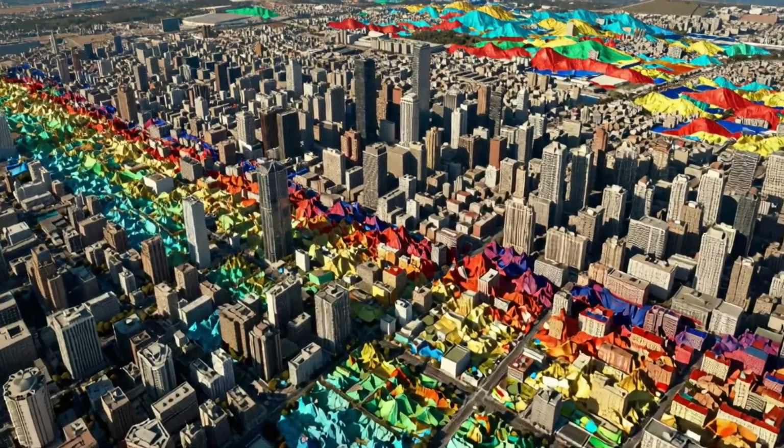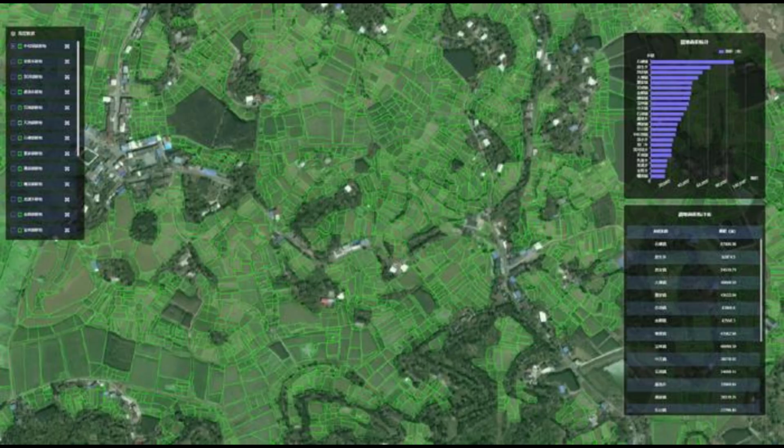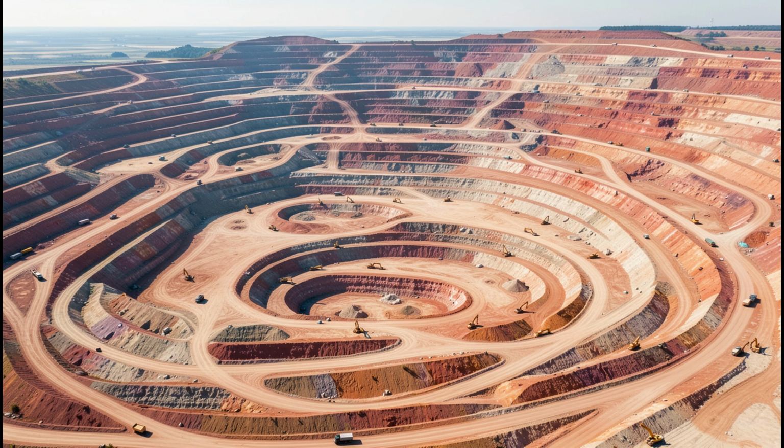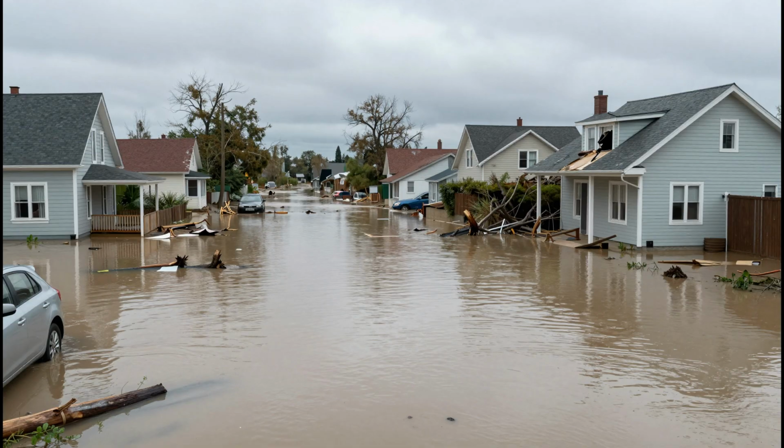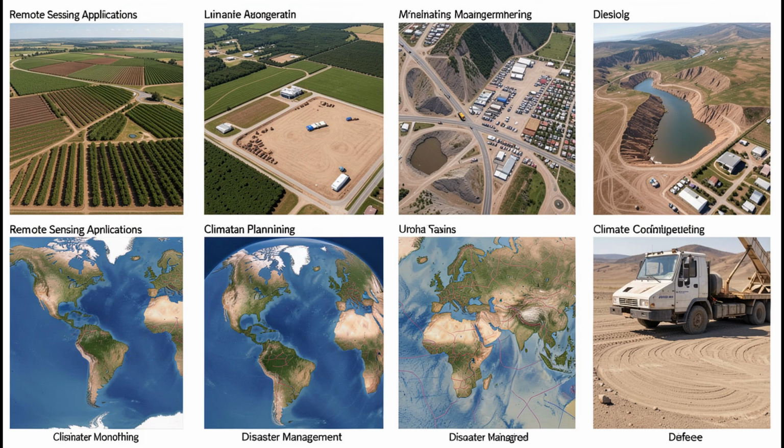Chapter 25. Remote sensing applications. Remote sensing supports numerous fields: agriculture, forestry, mining, urban planning, hydrology, disaster management, climate science, environmental monitoring, defense and security, infrastructure development. Its versatility makes it one of the most valuable technologies in geospatial science.